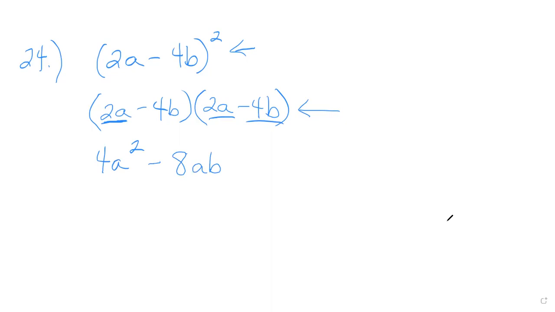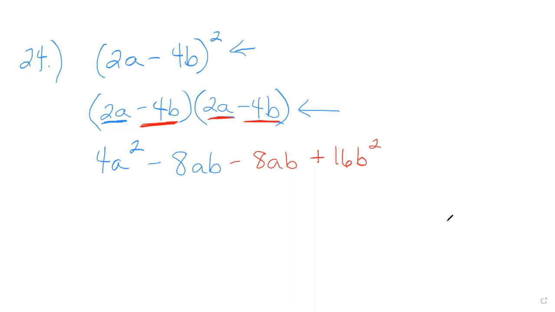So let me change colors. I'm going to switch gears, and I'm now going to take this negative 4b and give it to both of these terms. So negative 4b times 2a is going to give me a negative 8ab. Now again, BA, AB, it doesn't matter. It's all the same. I just like having all of my variables in order as I multiply. It makes it easier to find like terms. And then if I do negative 4b times negative 4b, I'm going to get a positive 16b squared.